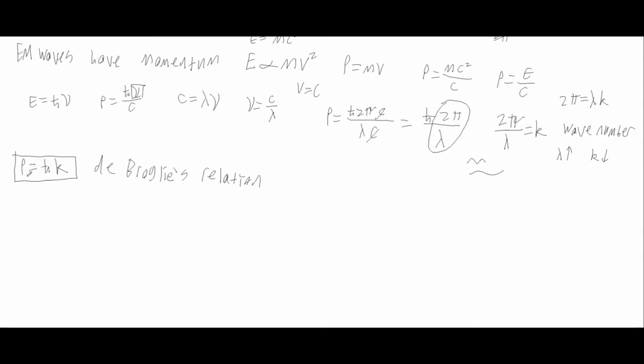And so this is just telling us that the momentum of a wave is related to the k, which is the wave number. And so we know that since the wavelength is inversely proportional to k, then if our wavelength is getting smaller, then our k is getting larger, and therefore our momentum is getting larger.